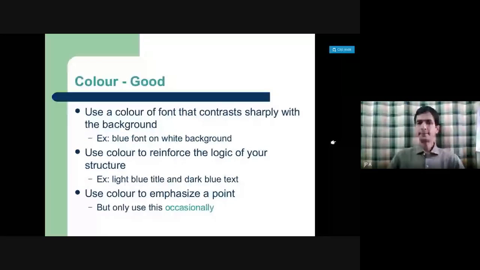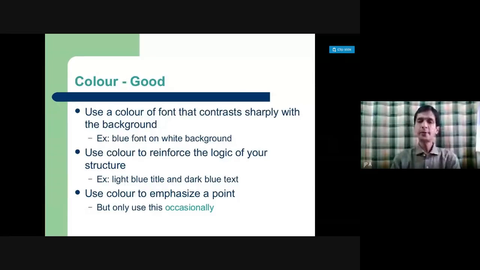Color. So we see that people like to use a lot of color. So you should use color that is contrasting with the background. If we use a light color font in a light background, it will not be readable. If we are using a dark color font in a dark background, then also it will not be readable. So if you are using a dark font, the background should be light. If you are using a light font, then the background should be dark. So that is called contrast. Only then our slides will be readable.